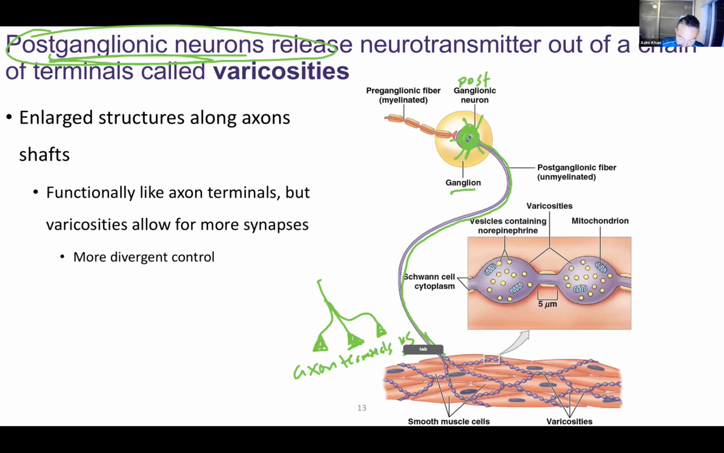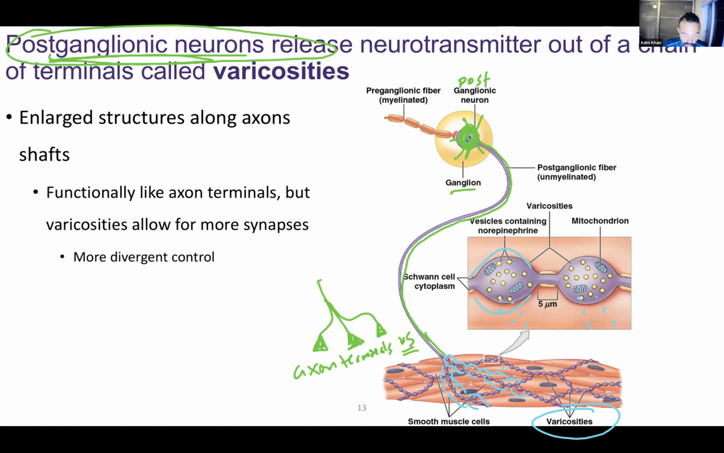What we have instead are varicosities. Varicosities are where you have these bulged portions stringing along whatever we're trying to control. So in this case, smooth muscle. And at every portion, we're releasing neurotransmitter. So it's kind of like airdropping every step along the way. Here's some neurotransmitter, here's neurotransmitter, here's neurotransmitter, all along the thing we're trying to control.